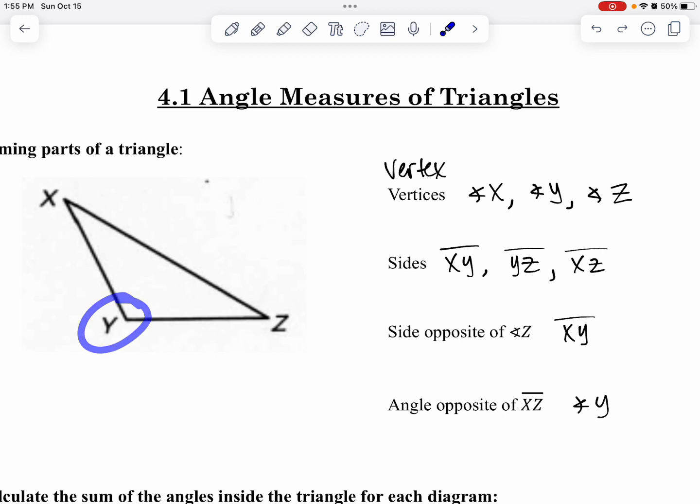Another one is angle Y. Notice I'm using the angle symbols. Another one is angle Z. So that is what we call a vertex. If we were to put points on the three angles, those are called the vertices.